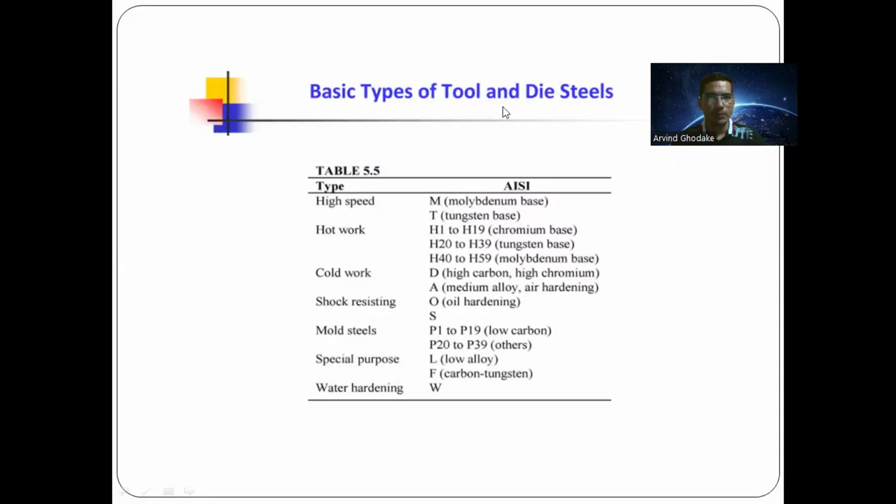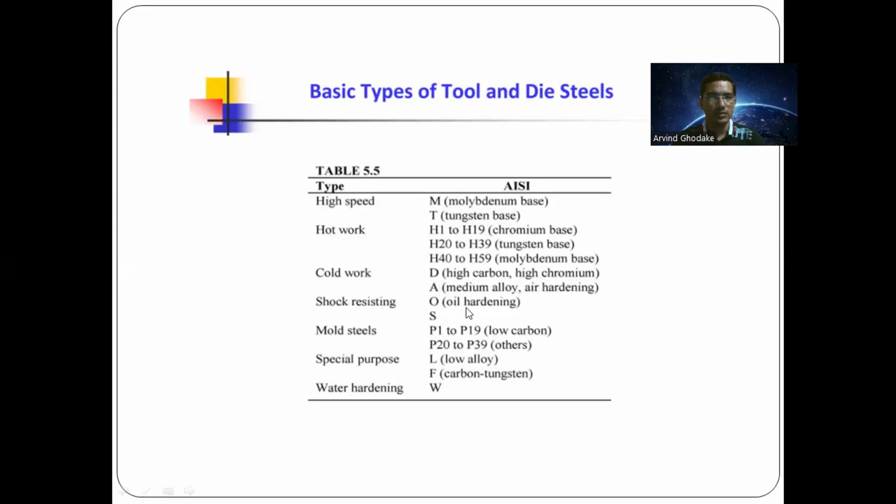Next are the basic types of tool and die steel. So the high speed steel, AISI designation is molybdenum base and tungsten base. Second is hot work steel, that is chromium base, tungsten base, and molybdenum base: H1 to H19, H20 to H39, and H40 to H59. Then cold work D, that is high carbon, high chromium steel. A series, medium alloy and air hardening steel.